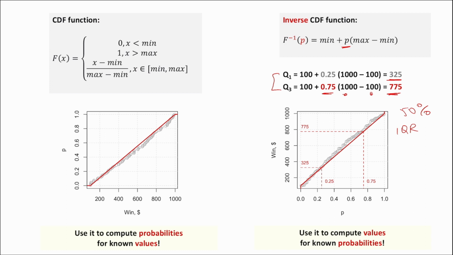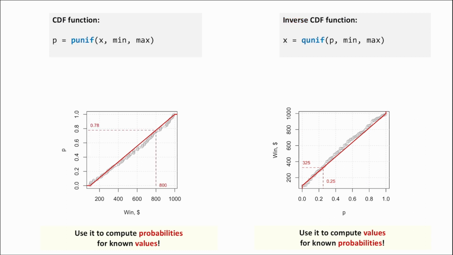R has CDF, PDF, and inverse CDF functions implemented for almost any distribution. For example, for uniform distribution, you can see that the CDF function is called punif. Unif is the name of the distribution, uniform, and p means it returns probability, right? The inverse CDF function, in this case, will be qunif. Again, unif is short for uniform, and q is the quantile function because in fact it gives you a quantile, right? For the given percentage, it gives you the value, right?